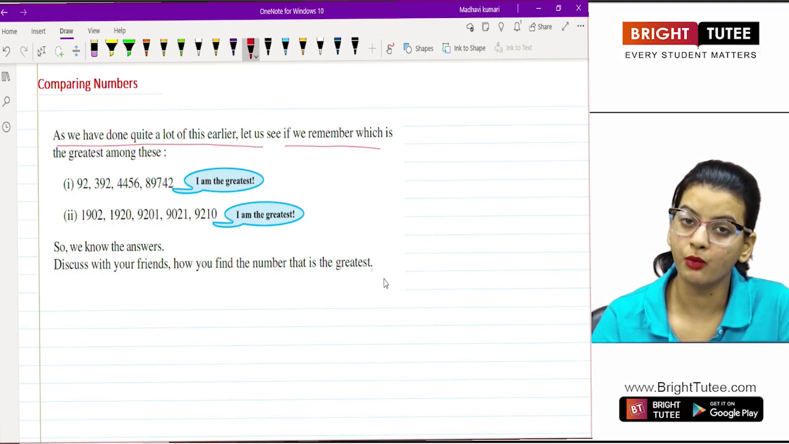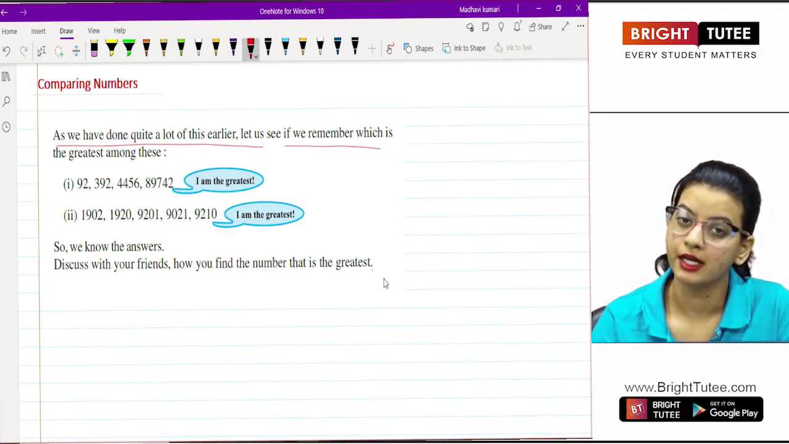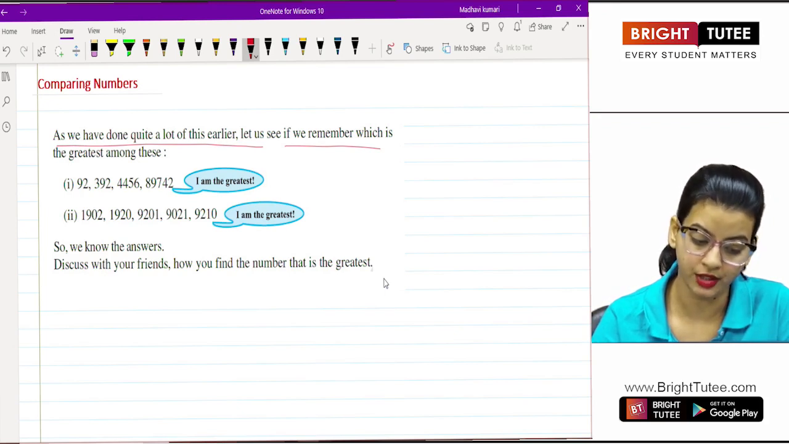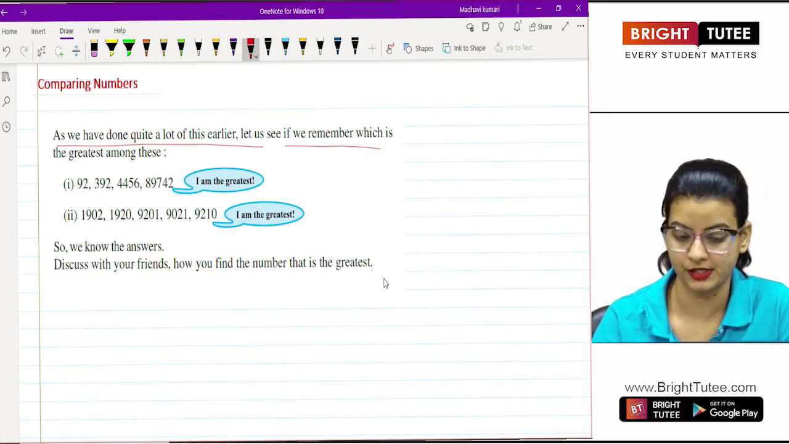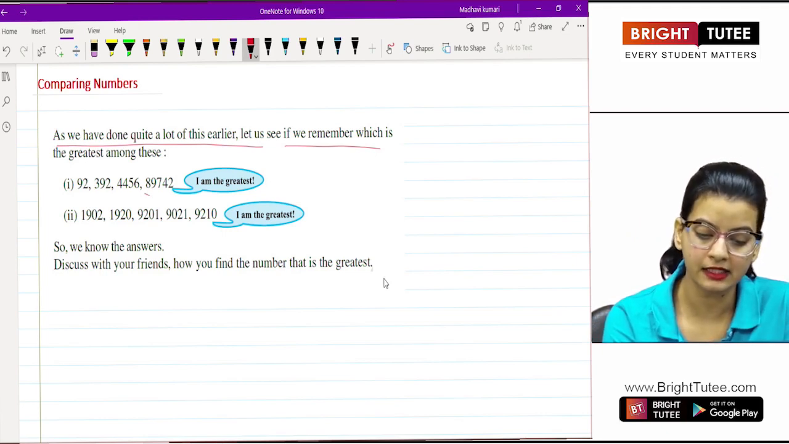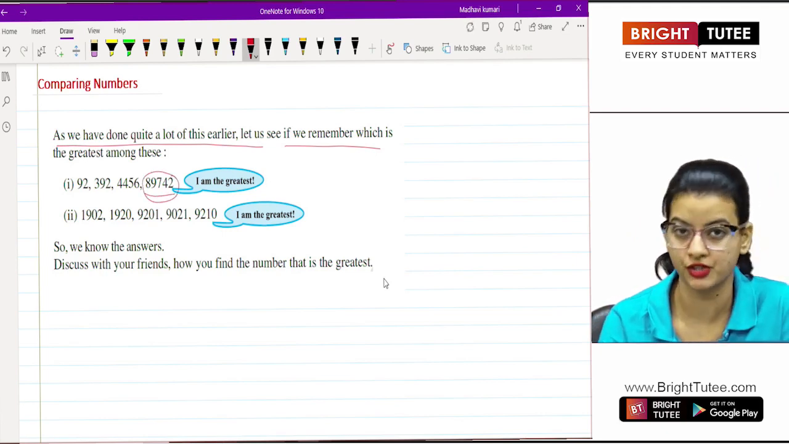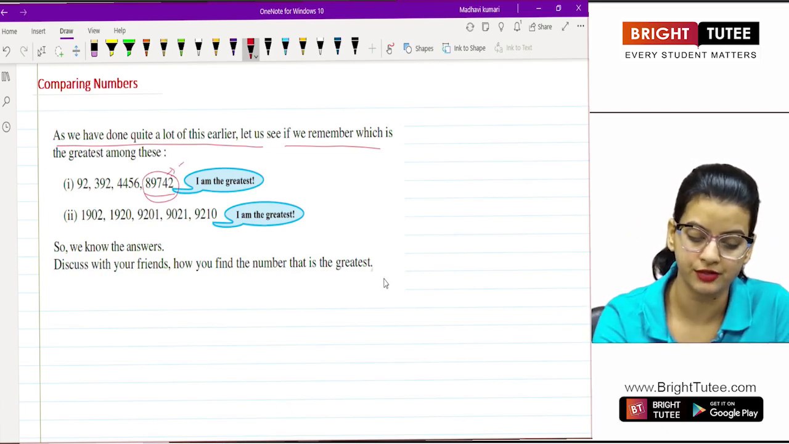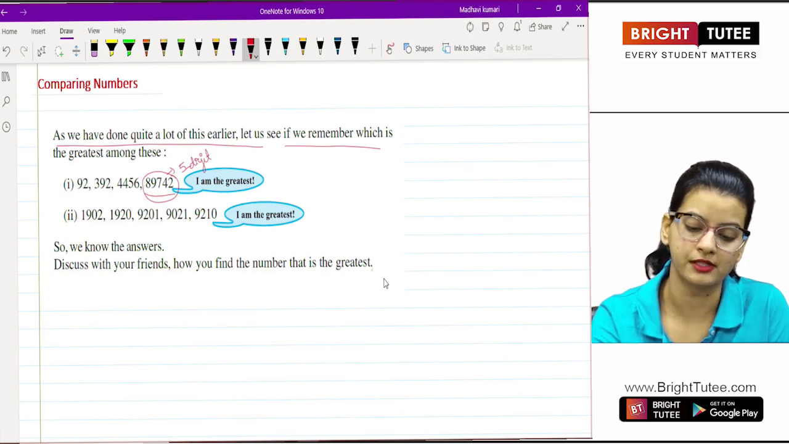So, the number which has the greatest number of digits, in that case, that number is the biggest number or the greatest number, and the number which has the smallest number of digits, in that case, that number is the smallest number. Okay. Like over here, you can see that 89742. So, this number has the highest number of digits. It has got 5 digits. Okay. This is a 5-digit number. So, this is the greatest number.